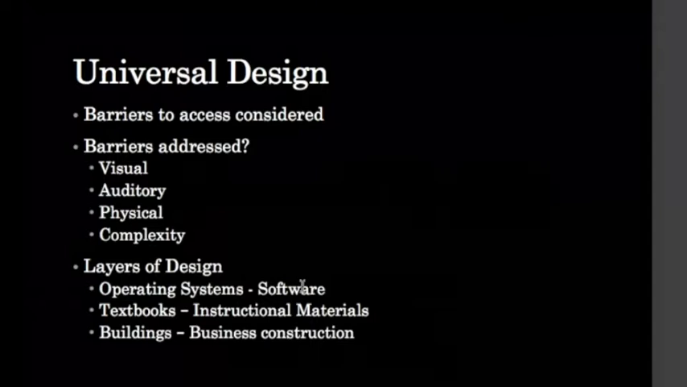So universal design, some of it takes us back a little bit to the social model. We are looking at barriers to access. And the question when we are talking about universal access: were the barriers to access considered? That's the first step. It certainly isn't the end when they are considered, because then we have to answer whether or not they were actually addressed.